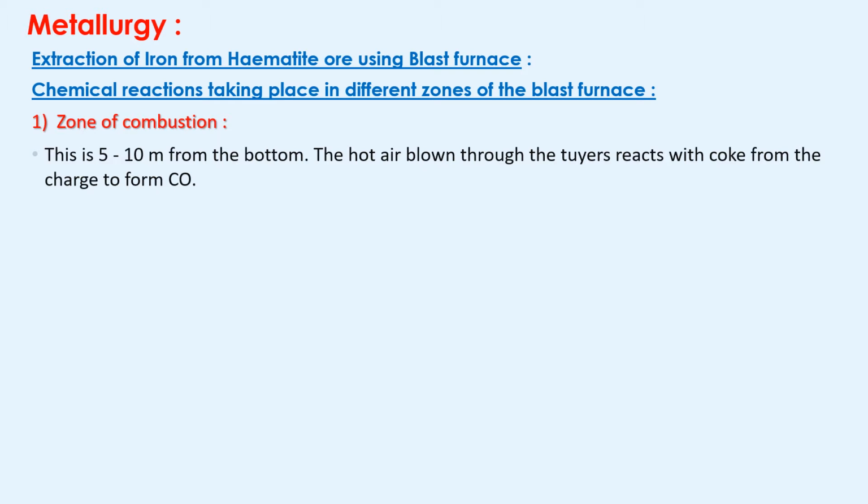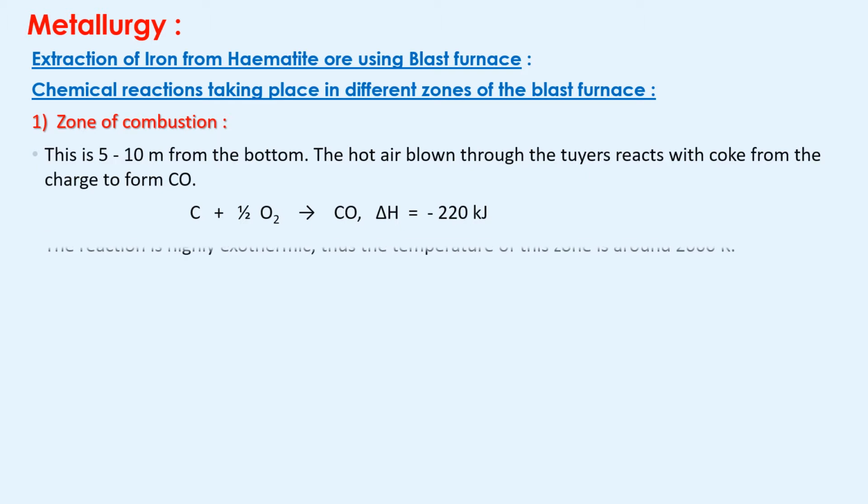Your charge is coming from the top, and at the same time at the bottom you pass hot air. That hot air reacts with the coke, so you get carbon monoxide. C plus half O2 gives CO, with delta H of minus 220 kilojoules. So this is an exothermic reaction. Thus the temperature of this zone is up to 2000 Kelvin, around 2000 Kelvin.